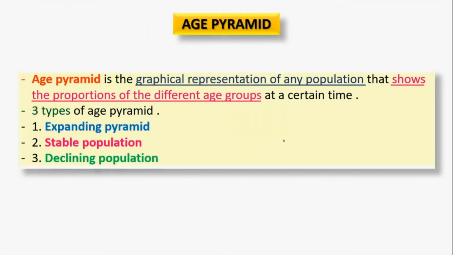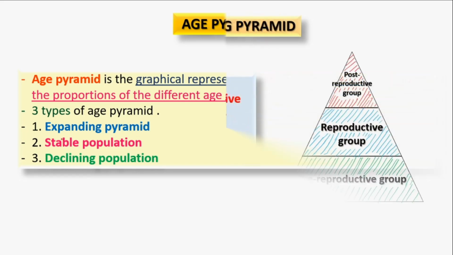Age pyramid is the graphical representation of the proportion of different age groups of a certain population at a certain time. And in our ecosystem we can find three kinds of age pyramid. These are expanding pyramid, stable pyramid and declining pyramid. So let's see about these age pyramids.